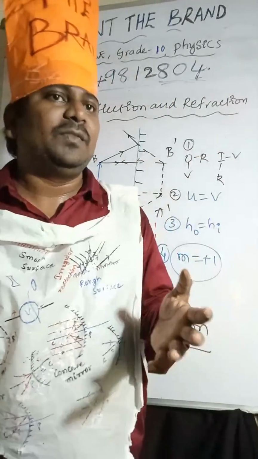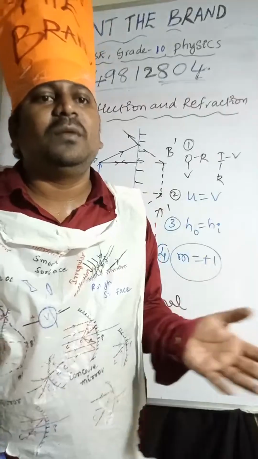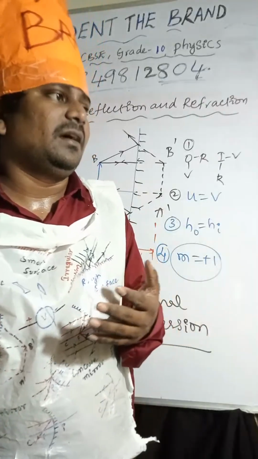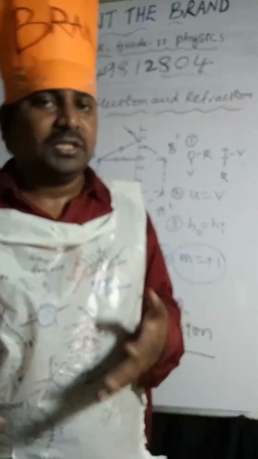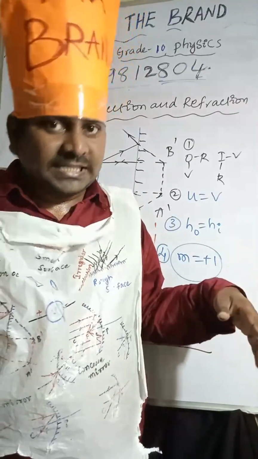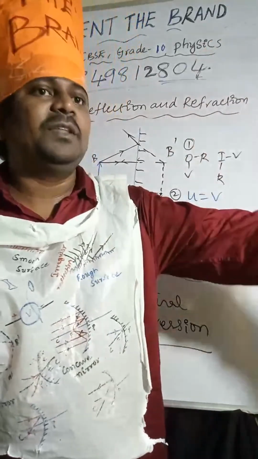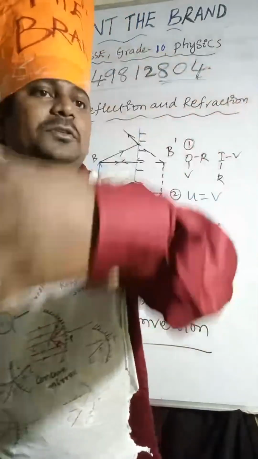So what is lateral inversion? Lateral inversion is nothing but the phenomenon of the mirror image, where the right side of the object appears to be the left side of the image, and the left side of the object appears to be the right side of the image.